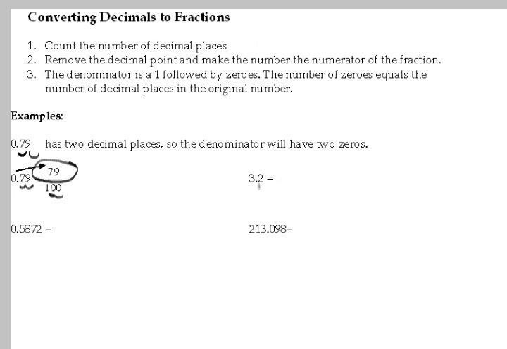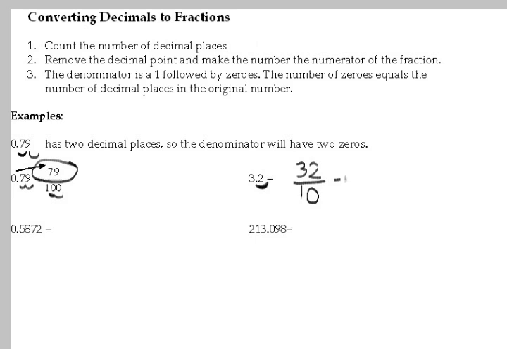So let's look at another example, 3.2. What we're going to do is take those numbers, 3, 2, and make that the numerator. Remember that we need to remove the decimal point. And then our denominator is going to be a 1 followed by 1 0. Here we have 1 decimal place, so we need 1 0 in the denominator. And this one, notice, is an improper fraction.